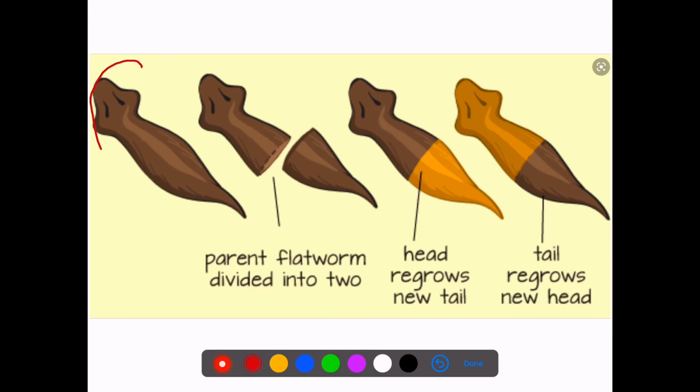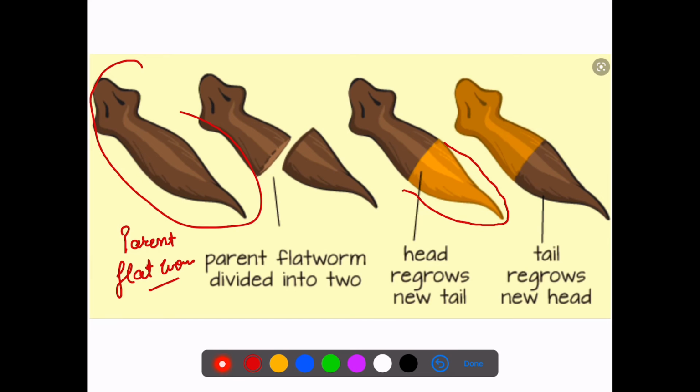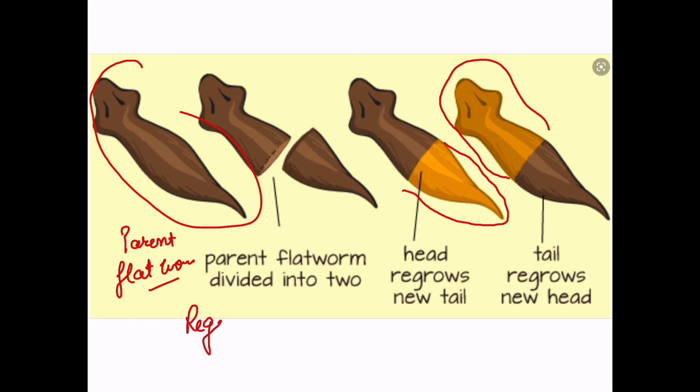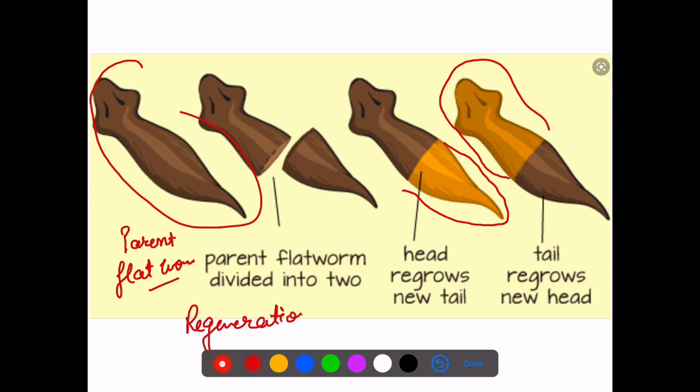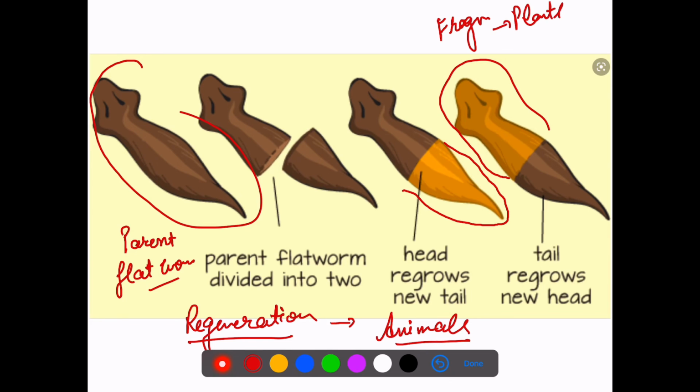Then there is another example, that is flatworm also. It is a parent flatworm, and as you can see, now it is cut into 2 pieces. So the lower portion of the body will regrow and the upper portion will regrow. Which process will you write here? That is also regeneration. Actually regeneration is most commonly observed in animals, and fragmentation is most commonly observed in plants like algae or Spirogyra.